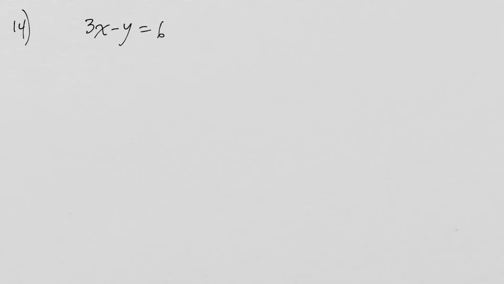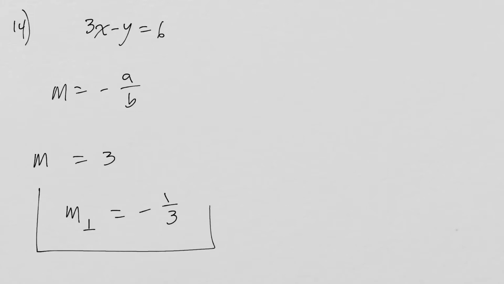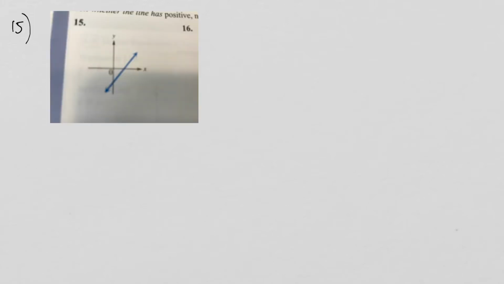Okay, here let's put this into slope-intercept form. Or, this is already in standard form, so if you know that m is equal to negative a over b, this is going to be a positive 3. That's what the slope is. So the slope of any perpendicular line is the opposite reciprocal.